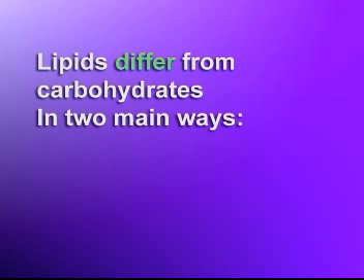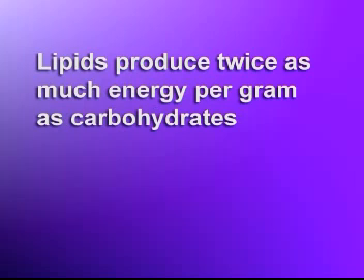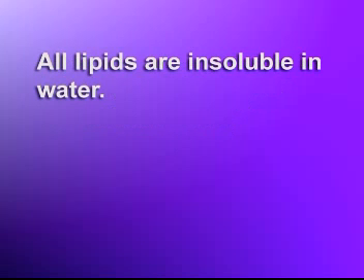Lipids also differ from carbohydrates in 2 main ways. Firstly, lipids produce twice as much energy per gram as carbohydrates. Secondly, all lipids are insoluble in water, and they contain less oxygen compared to carbohydrates. Lipids can be divided into 2 groups: fats and oils. Fats are solid at room temperature, but oils are liquid at room temperature.